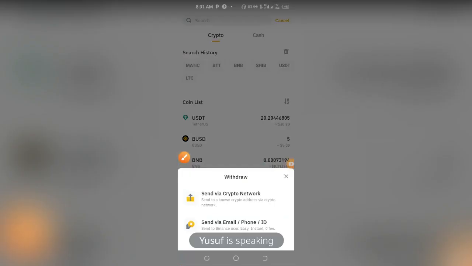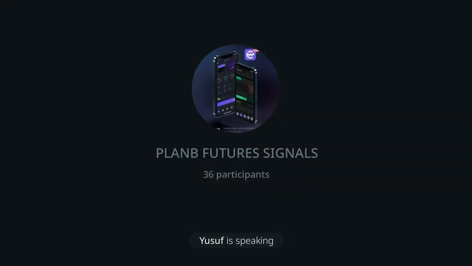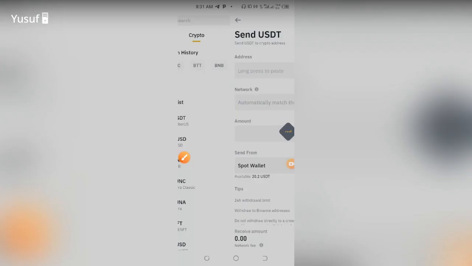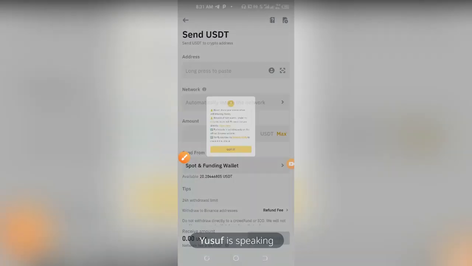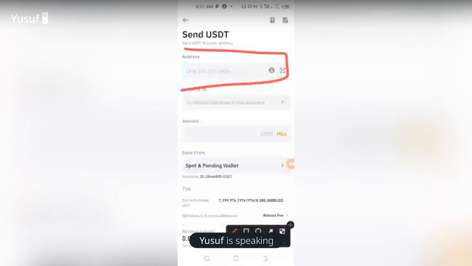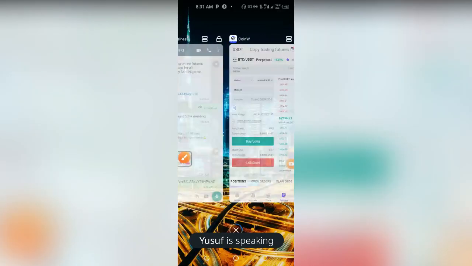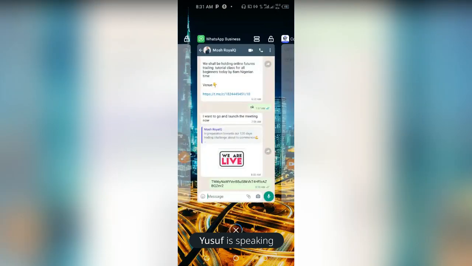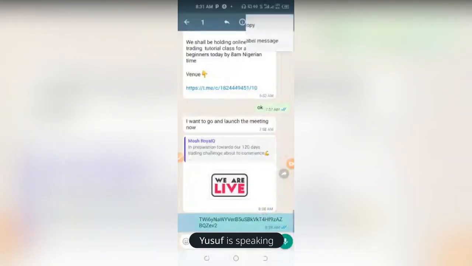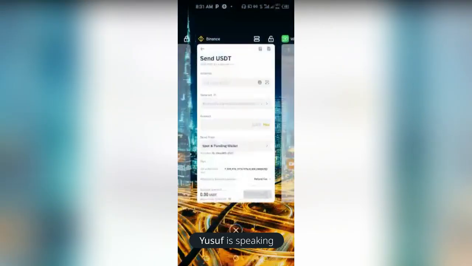Then I'll click on send by crypto network. Got it. Then the first thing is address. This address means like bank account. Mind you, I sent the bank account to the person earlier. So I'll just copy the recipient's bank account, the person that will receive the money, which is my Bybit. I'll copy. Then I'll come back here and paste.